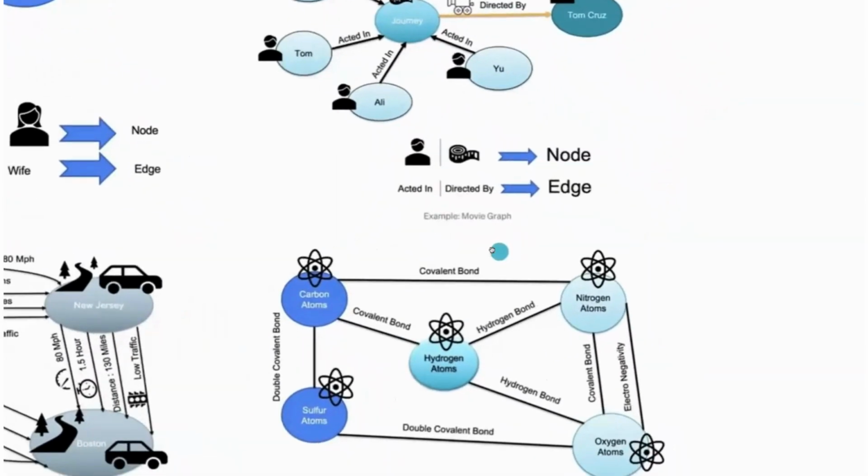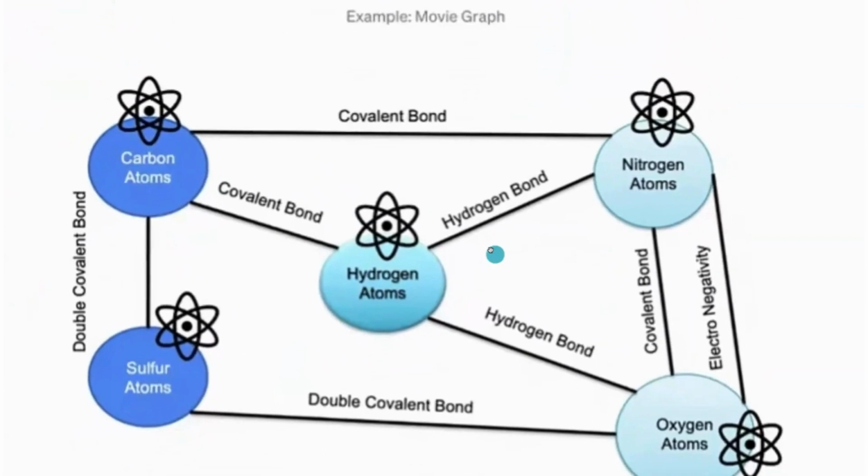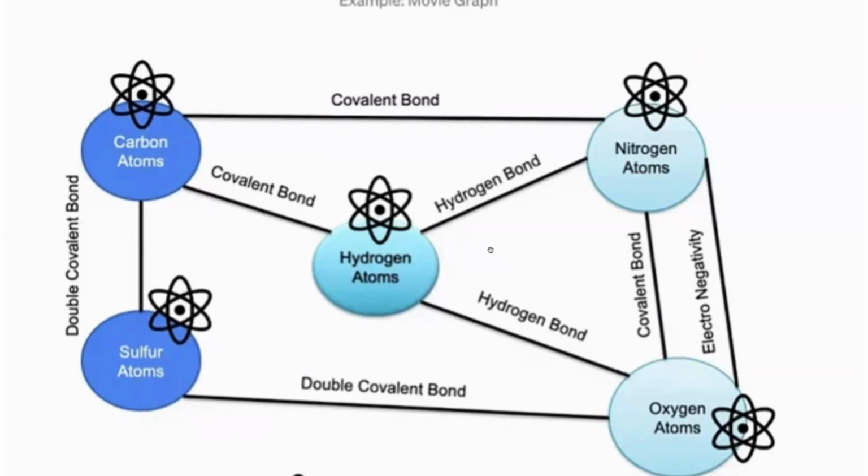Here you can see a chemical reaction, which is a completely undirected graph. Say, carbon atoms contain covalent bonds with hydrogen atoms, and hydrogen atoms contain a relationship of hydrogen bond, and hydrogen bond atoms connect to a node of oxygen atoms. So this is a basic undirected graph for chemical reactions.